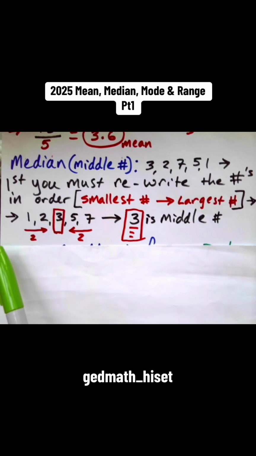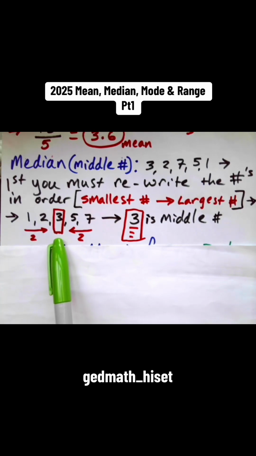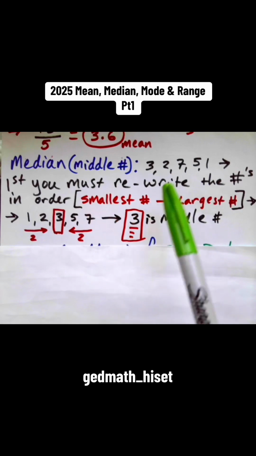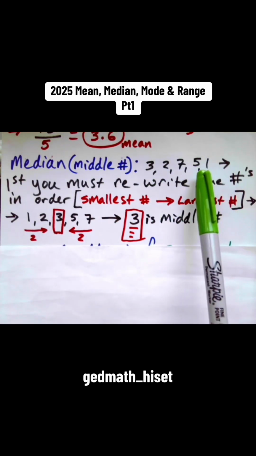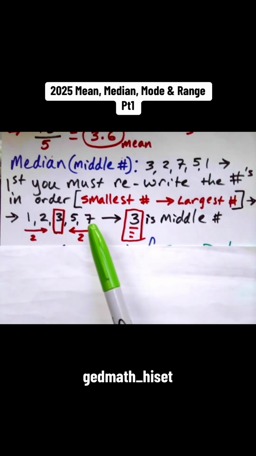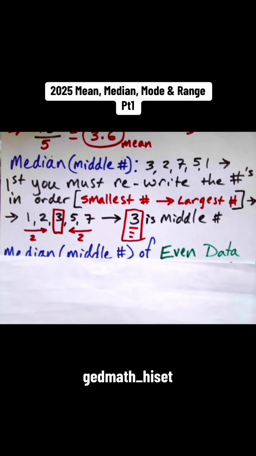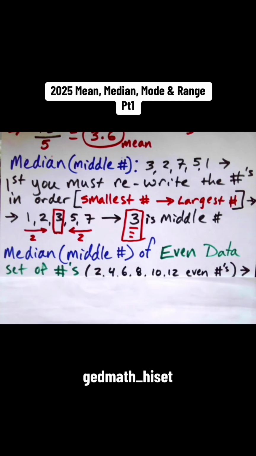Here I'm showing you from 1 to 2 is 2 moves, from 7 to 5 is 2 moves, and that middle is the 3rd number. Our middle number is the median. Always, always, always. Again, the key here is you have to rewrite this data set from smallest number to largest number in order to find the correct median, or middle number. Now, what do you do if there's an even data set for your median or middle number? Well, I'm going to show you that right now.